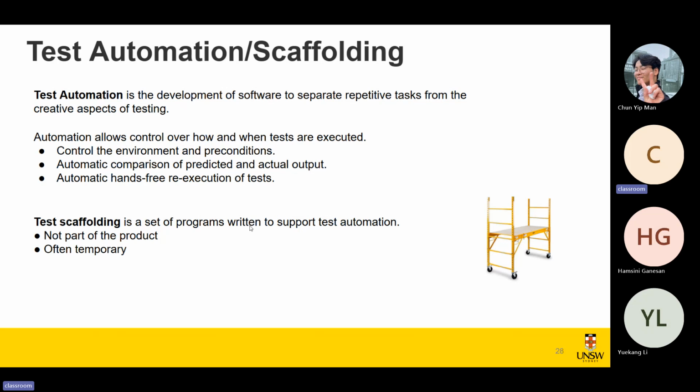Test scaffolding is a set of programs written to support this process of test automation. It is normally not part of the product, and it is often temporary. So test scaffolding is about creating helpers to do test automation.